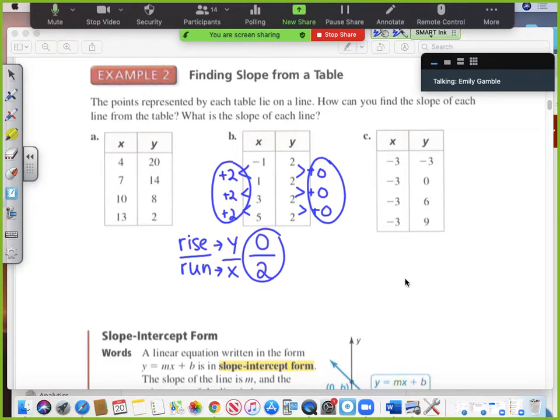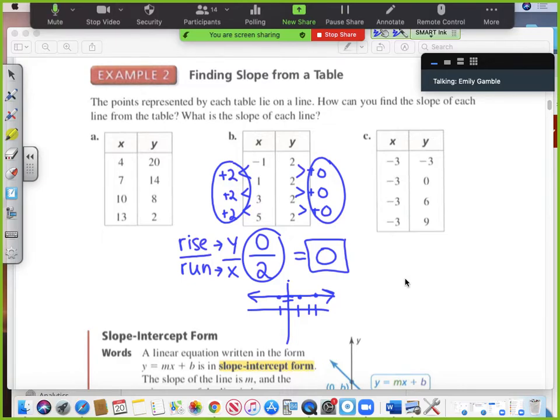0 divided by 2 really just equals 0, which means the slope of this line is 0. That means it's a horizontal line. If you look at these points, -1, 2 would be right here. 1, 2 would be right here. 3, 2 would be right here. You can see that these points form a horizontal line, which makes sense that we got 0 as our slope.